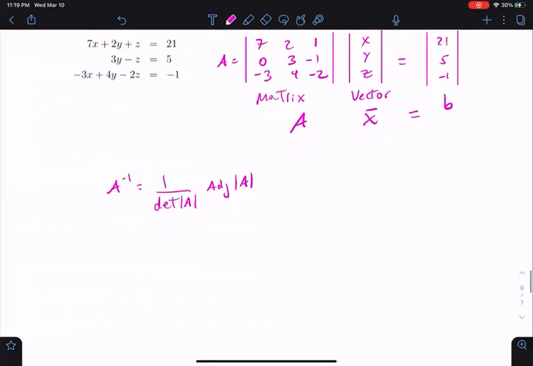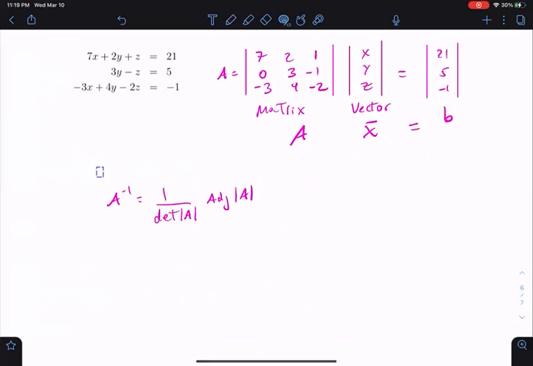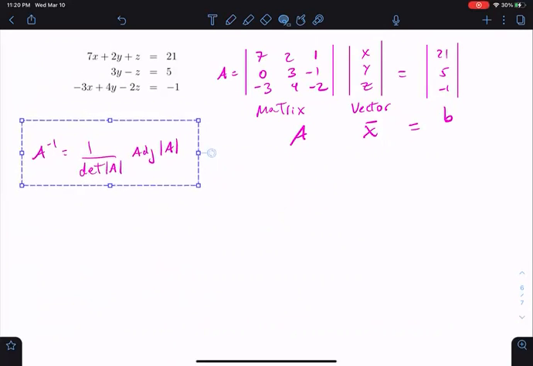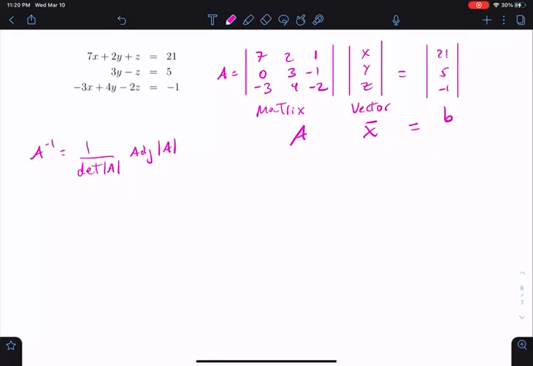So we need to compute the adjoint of A. That's the annoying part, or the part that makes you the most tired, I would say. So let's calculate. We need to find the cofactor matrix. So let's do that. How can you do that? We can do that right here. Let me copy these things. So remember, this is plus, minus, plus.